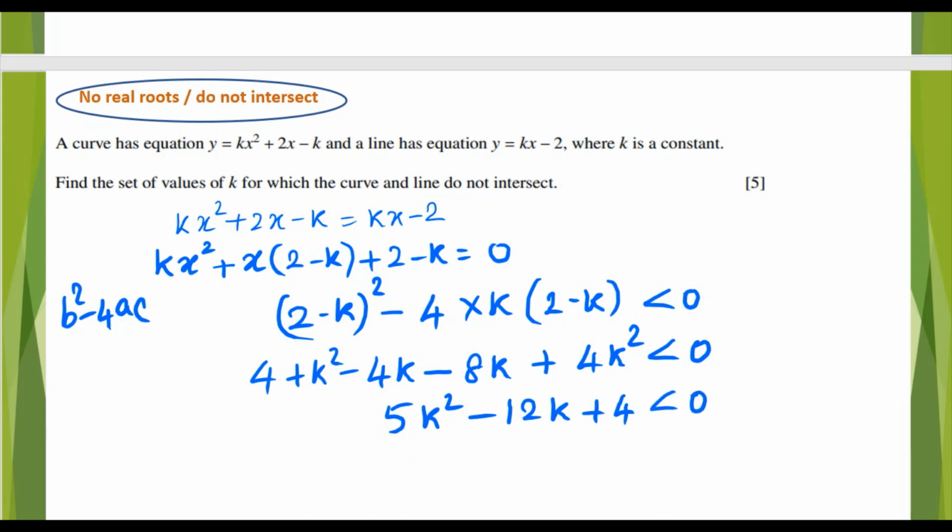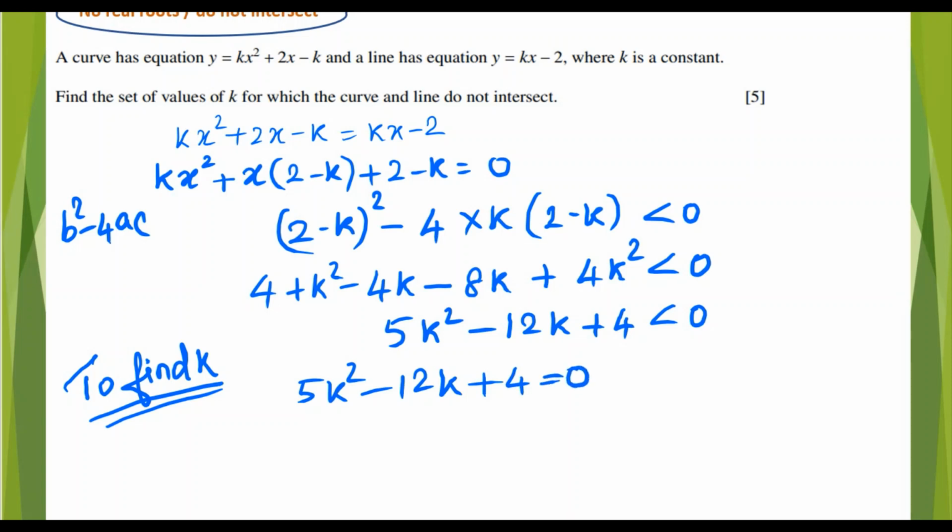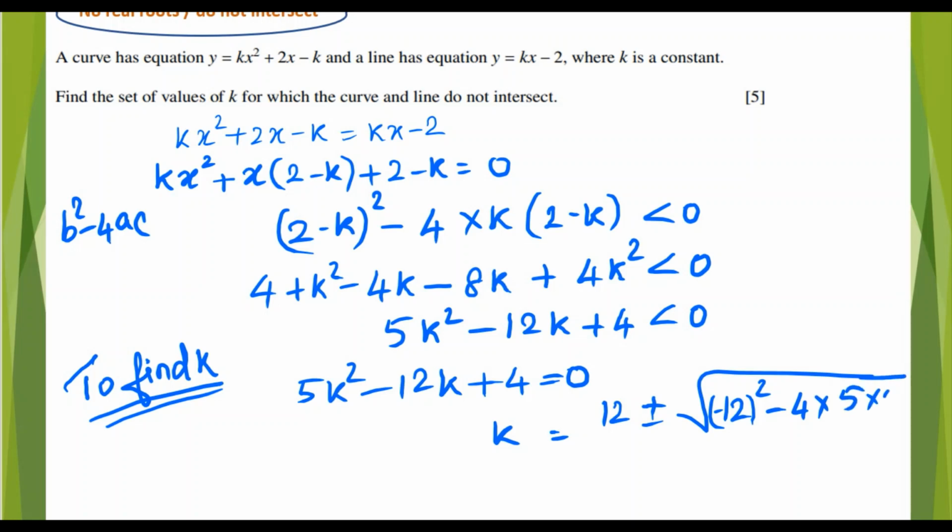And to find the value of k, we will assume this is equal to 0. So find the value of k. We will use the quadratic formula. 12 plus or minus square root of minus 12 squared, minus 4 times 5 multiplied by 4, divided by 2 multiplied by 5.